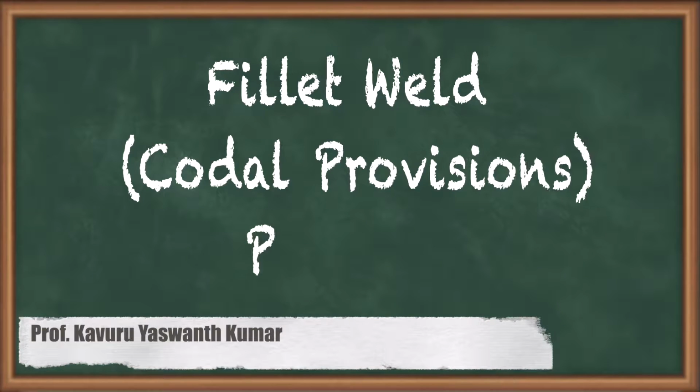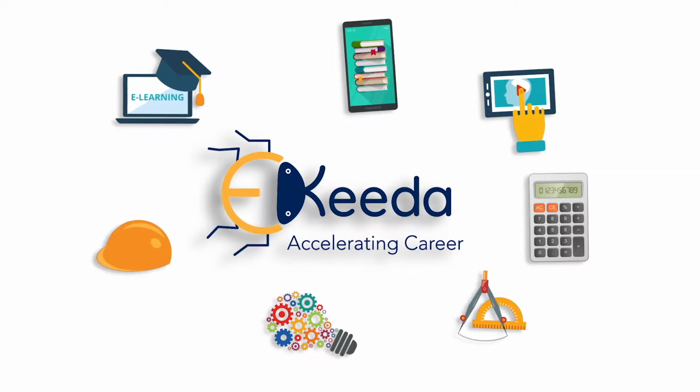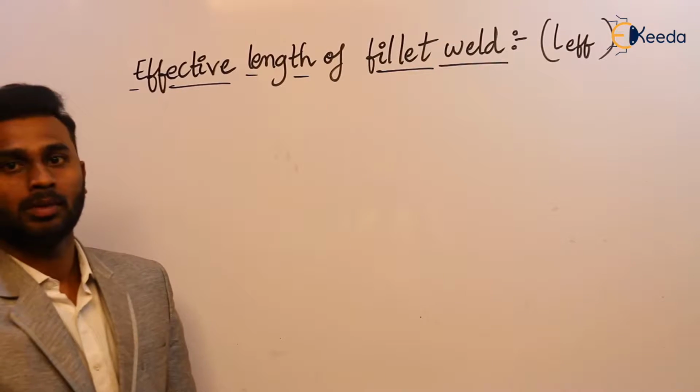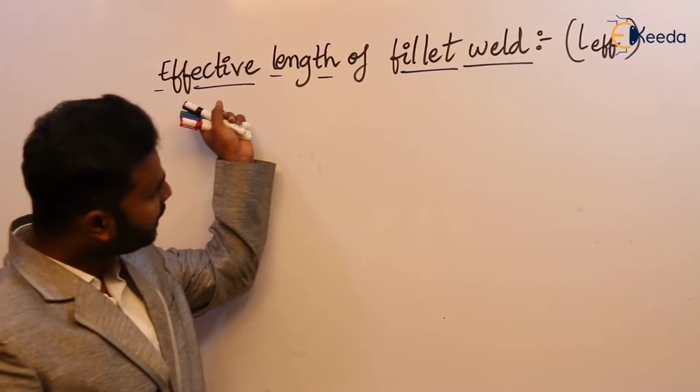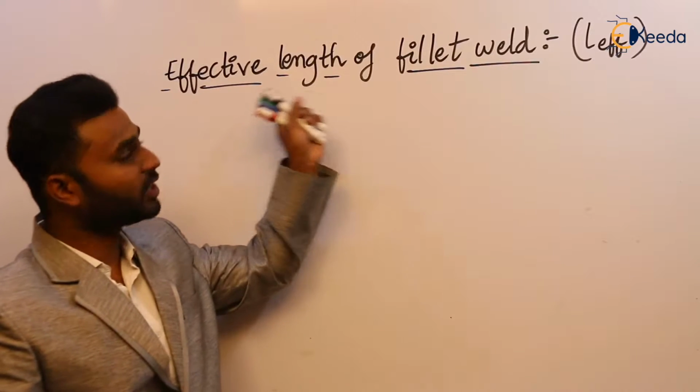Hello everyone, this video is about various codal provisions of fillet weld, part 3. So the next dimension, or the next terminology, in the fillet weld is effective length.